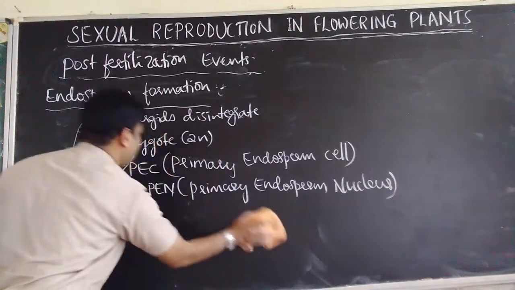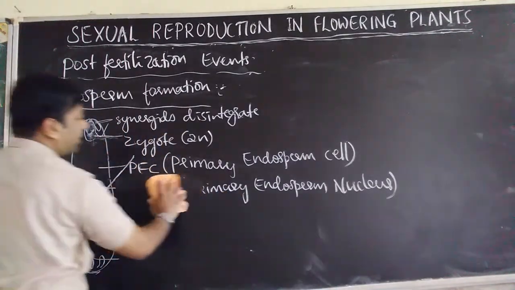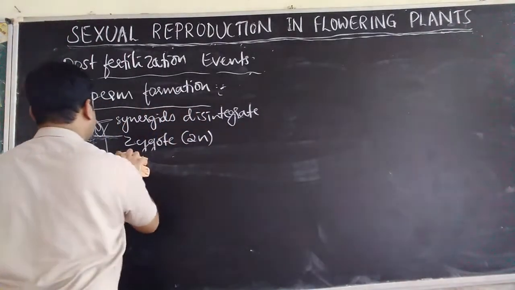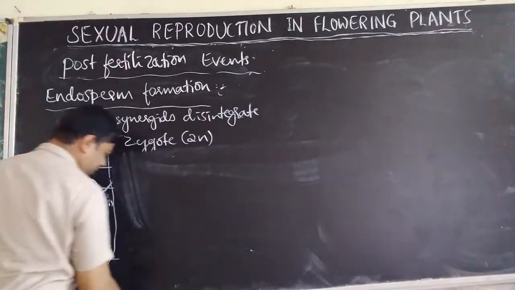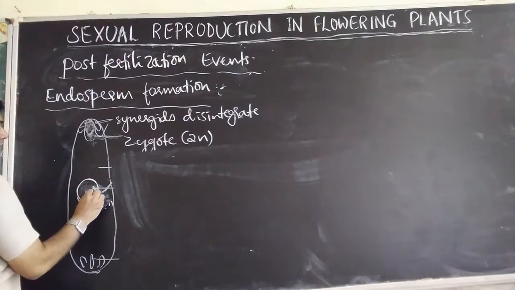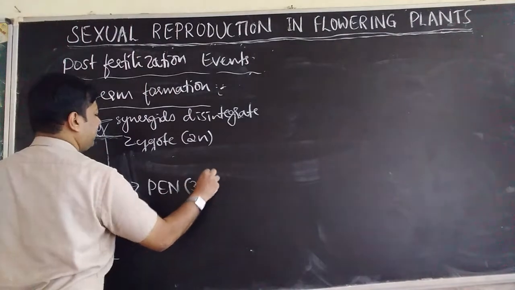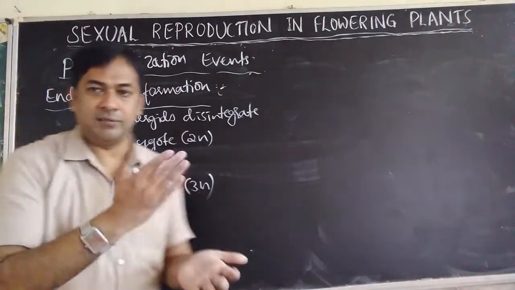These many changes are not required here now. I have to show only PEN, because we have to show only now how exactly this PEN will divide. So this primary endosperm nucleus, what is that? PEN. This is diploid. First it will start dividing.